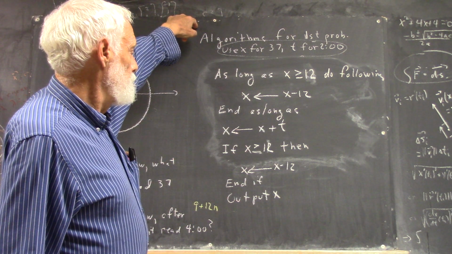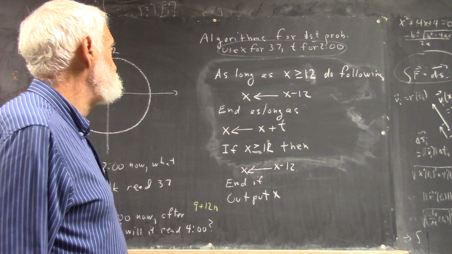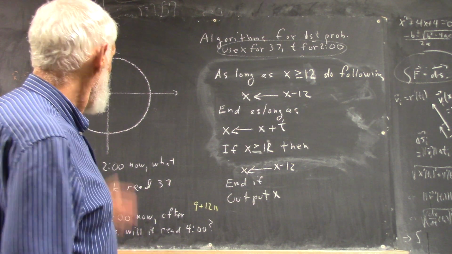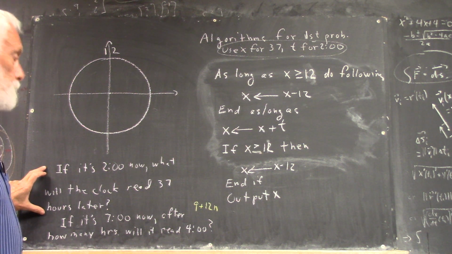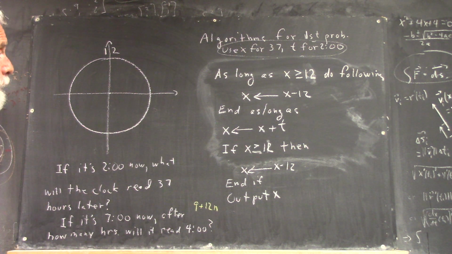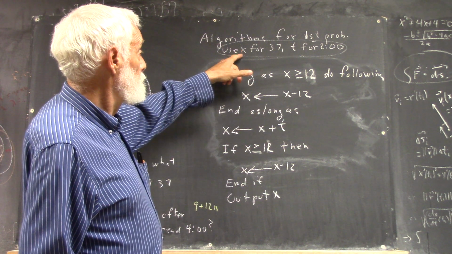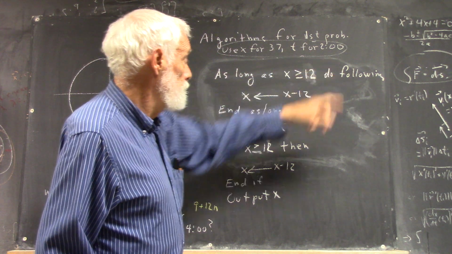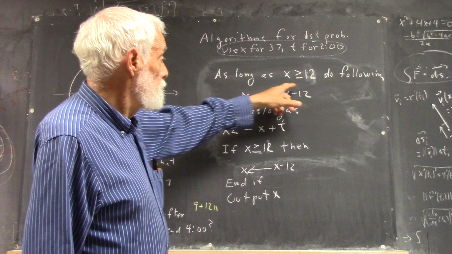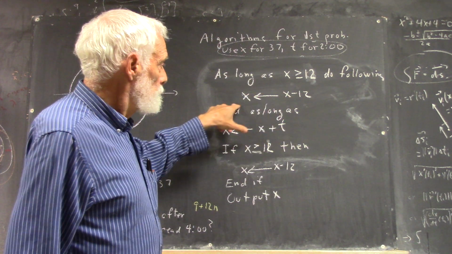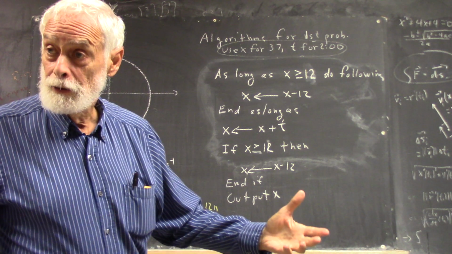Okay. Now, we're trying to do an algorithm for this first problem, for figuring out what the clock will read 37 hours later, or whatever number of hours later. So we're going to do it in terms of symbols. We're going to let 37 be x. We're going to let t be your 2, or 2 o'clock. So it says as long as x is greater than or equal to 12, we replace x by x minus 12. Okay, now what does that do?